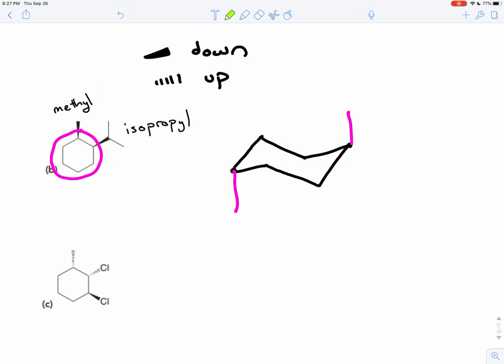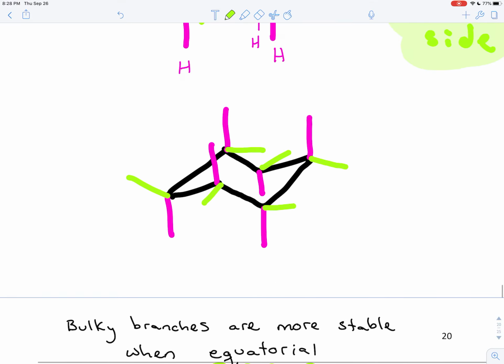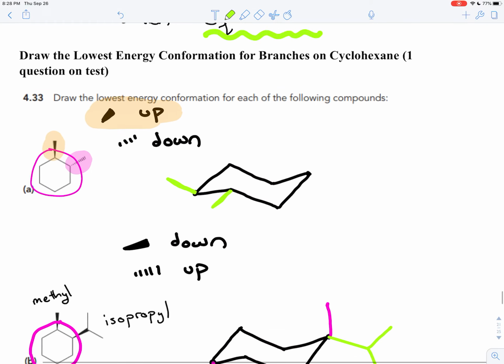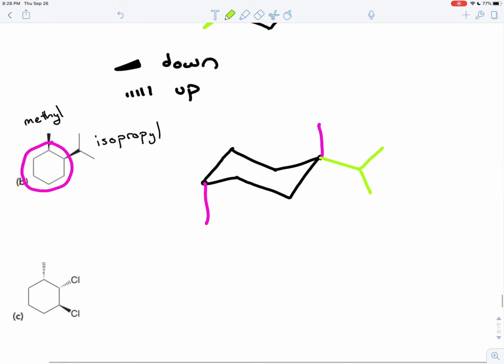Well, we have our guideposts there in pink. If the axial group is going up, then the equatorial group is going down. Notice, if the axial group is going up, the equatorial group is going down. So, I can erase my guideposts now. We've taken into account the isopropyl group.